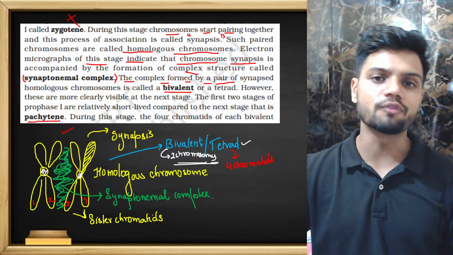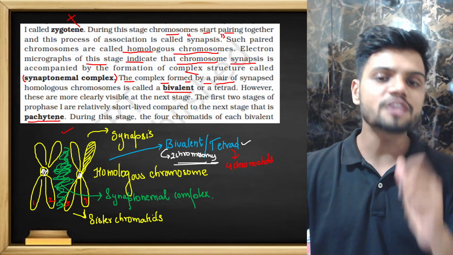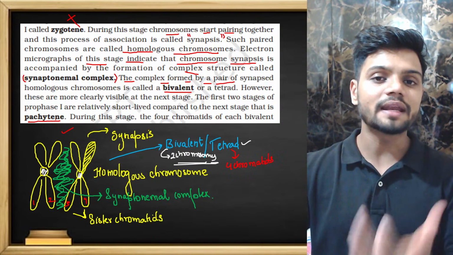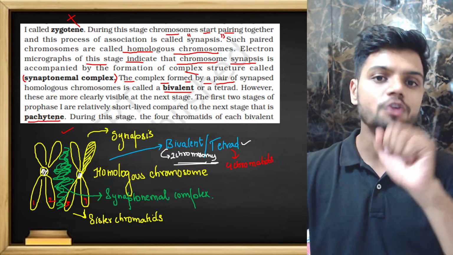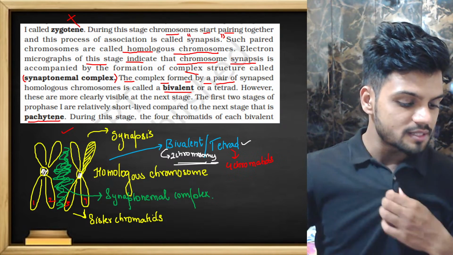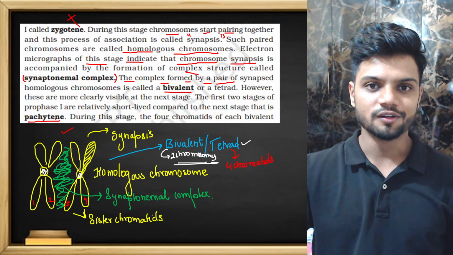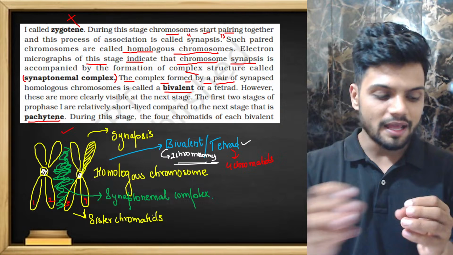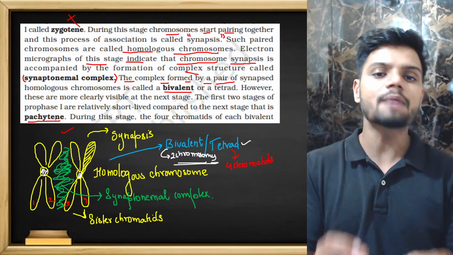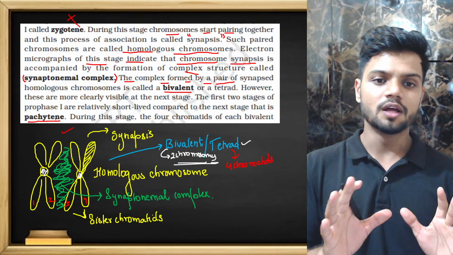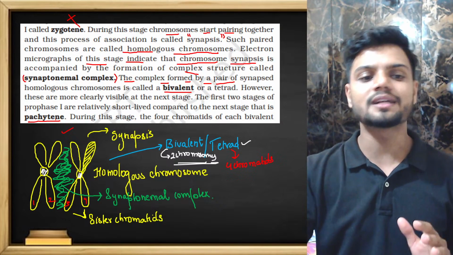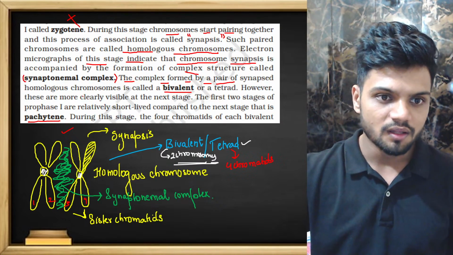So if I ask you a question, in which stage of prophase 1 is the bivalent or tetrad clearly visible? What should be your answer, students? The answer should be pachytene, sir. Pachytene. Understood? So bivalent and tetrad formation is happening in zygotene, but it is clearly visible in the next stage, that is pachytene. It's given here, see.